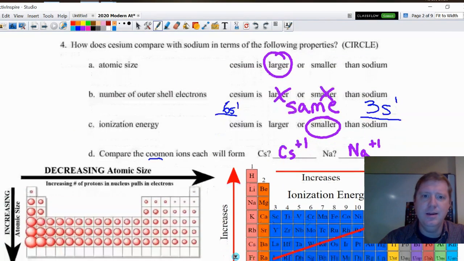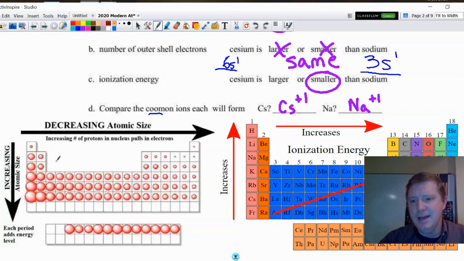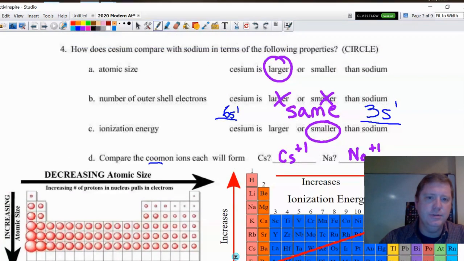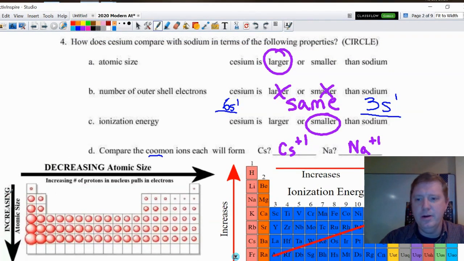Alrighty, how do they compare in terms of the following things? Atomic size. Cesium is larger than sodium. We talked about atomic size in the notes, and we said this: as we go down the periodic table, atomic size is increasing. And since cesium is down here and sodium's up here, cesium is going to be bigger. Why is it bigger? It has more energy levels. As you go down, there's more and more energy levels, like we just said. There's more layers of electrons. Cesium being farther down, it's going to have more energy levels, and therefore bigger.